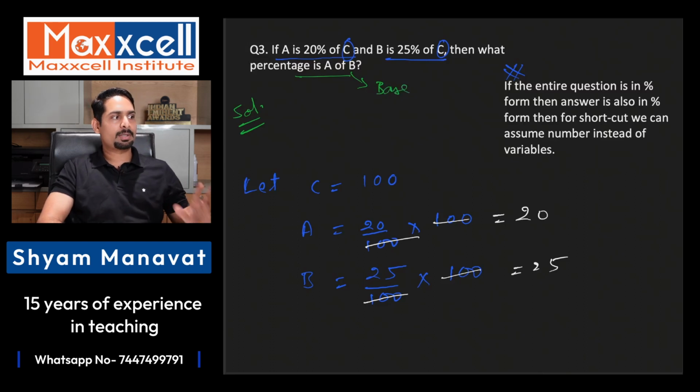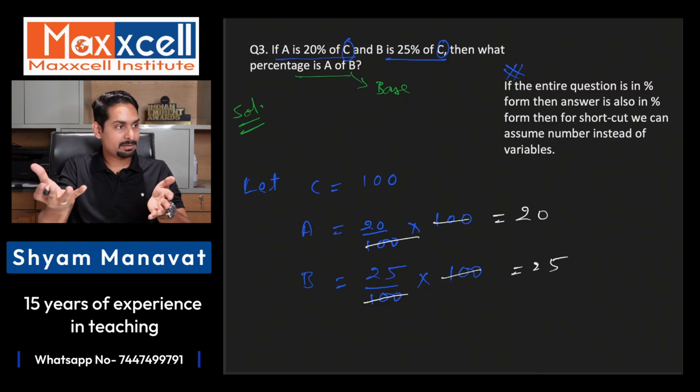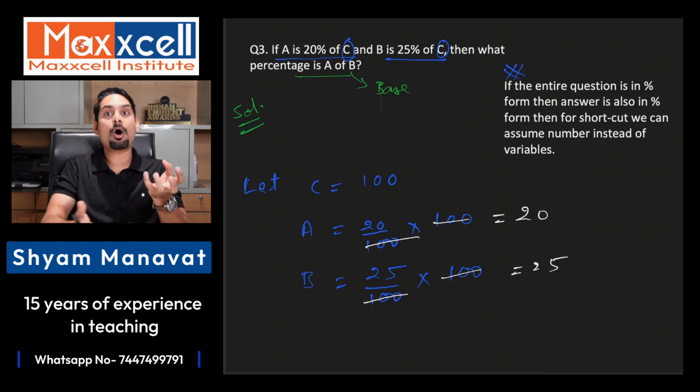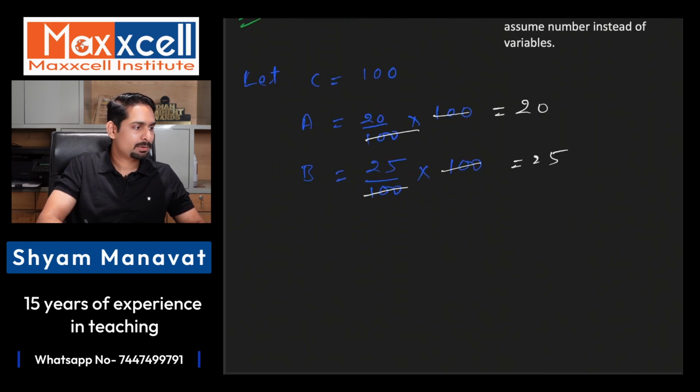Okay, you need to compare A with B, so B is the base value. What percent is A of B? So B is the base value, right? So what should your calculation be? A upon B into 100. Okay, now we are coming into some random concepts of percentage.